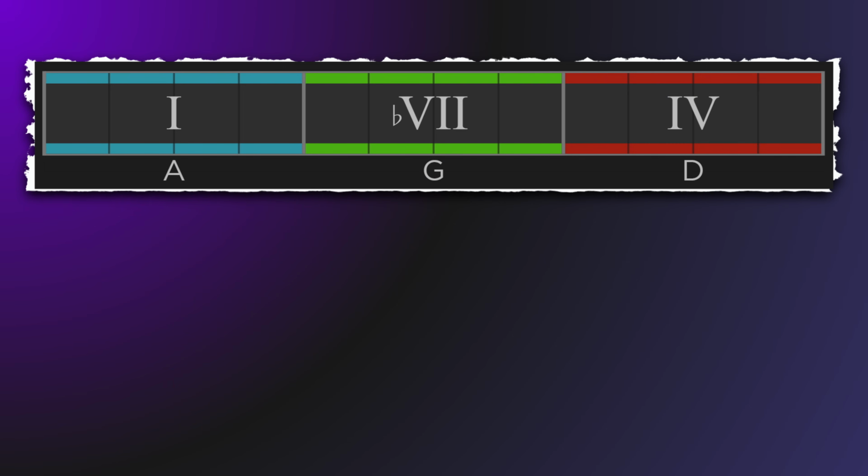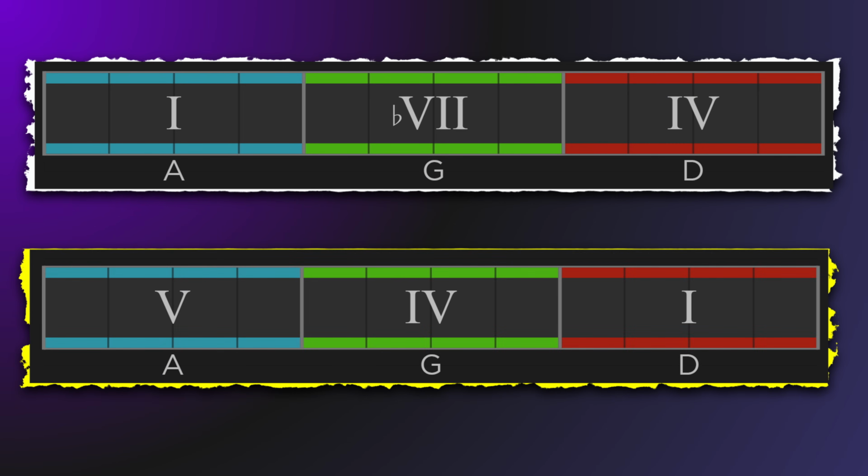A, G, D could be written as 1 flat 7 4 in A Mixolydian, but equally it could be a 5 4 1 progression in the key of D major. Both versions are valid ways of communicating this progression. Ultimately, without any additional information like a melody or guitar solo, it's up to personal interpretation.